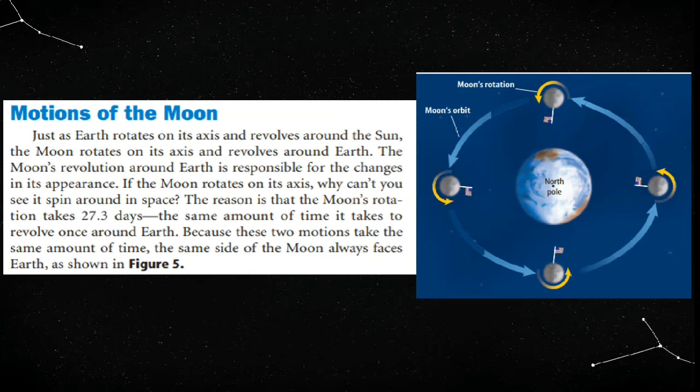If the Moon rotates on its axis, why can't you see it spin around in space? The reason is that the Moon's rotation takes 27.3 days, the same amount of time it takes to revolve once around Earth. Because these two motions take the same amount of time, the same side of the Moon always faces Earth, as shown in Figure 5.